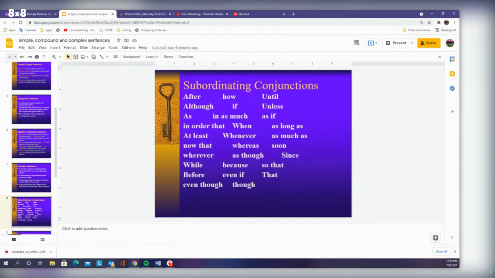Let's take a look. Here are some of those subordinating conjunctions. After, how, until, although, if, unless, as, inasmuch as, as if, when, as long as, at least, in order that, whenever, as much as, now that, whereas, wherever, as though, since, while, because, so that, before, even if, that, even though, and though. Now let's see how those would be used.